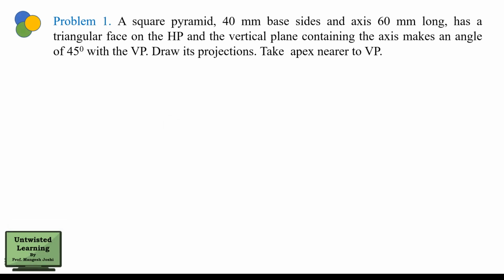The first problem is: a square pyramid, 40 mm base sides and axis 60 mm long, has a triangular face on HP. And the vertical plane containing the axis makes an angle of 45 degrees with VP. So draw its projection and take the apex nearer to the vertical plane. That condition is given to you. So just try to answer the questions, that is, which face is given on HP? You can clearly see a triangular face is given on HP.